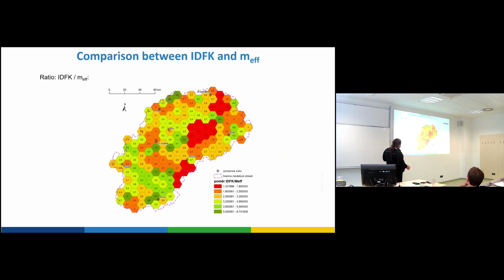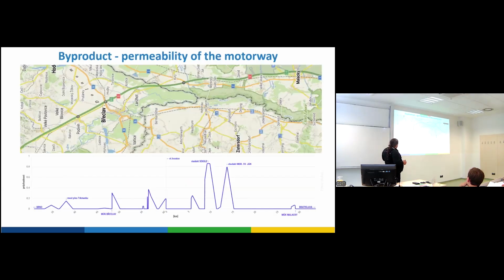What is important is that our new indicator is a fictional value, but it better explains where the area is or is not fragmented, in my opinion. And this is the comparison between original effective size and our indicator. And as a spring, the very last slide, we can explain how permeable a motorway is, for example.